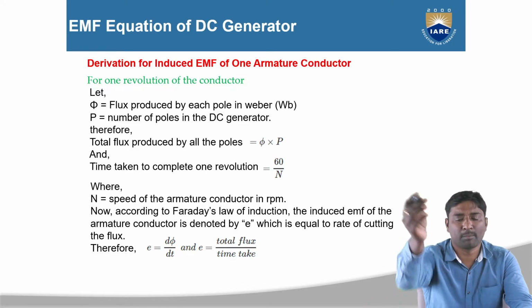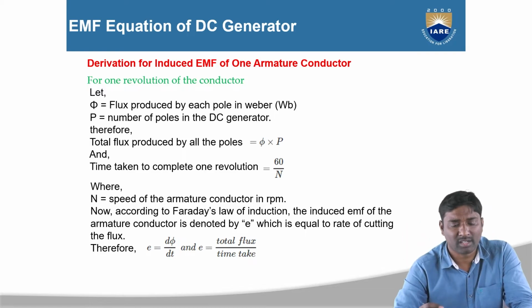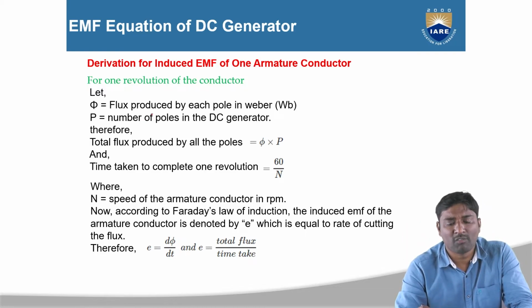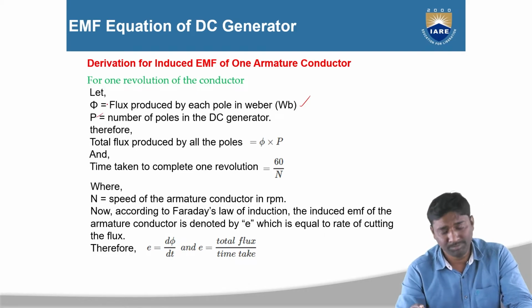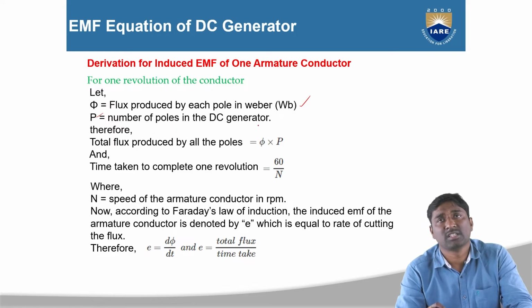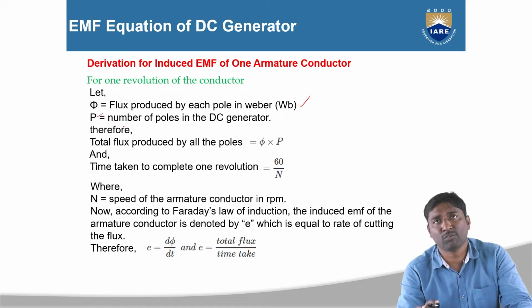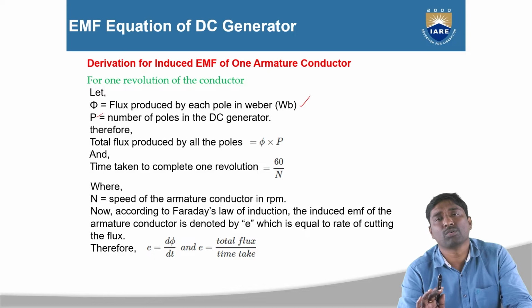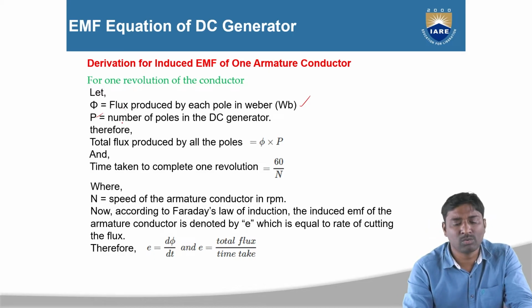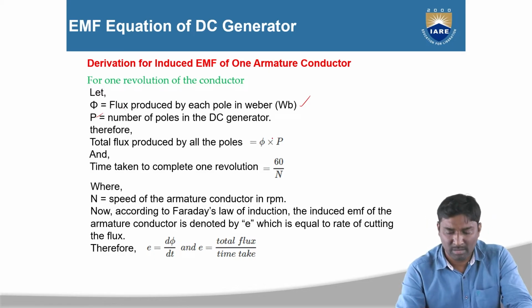Now, for example, let me take phi as the flux produced by each pole in Weber. That is, the flux per pole is phi, and the unit of flux is Weber. Next, P is the number of poles in the DC generator. Therefore, the total flux produced by all the poles is equal to flux into number of poles, that is phi into P.